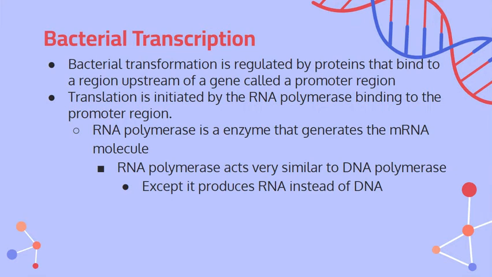So RNA polymerase is an enzyme that generates mRNA molecules. So it acts very similar to the DNA polymerase, except it produces RNA instead of DNA, so it changes that adenine and thymine bond to an adenine and uracil bond.